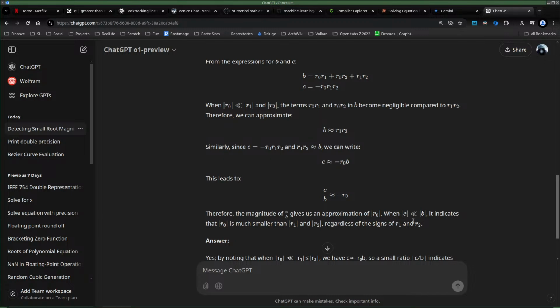When the absolute value of c is much less than the absolute value of b, it indicates that the absolute value of R0 is much less than the value of R1 and R2, regardless of the signs of R1 and R2.